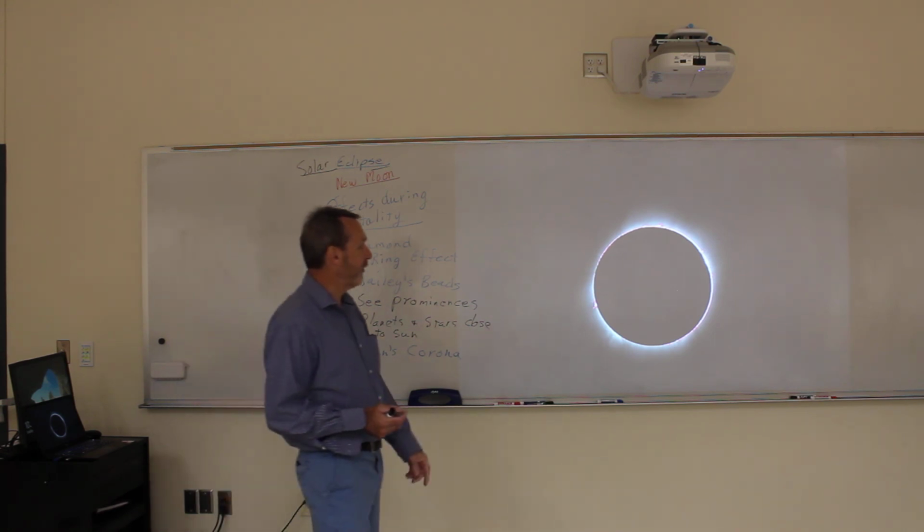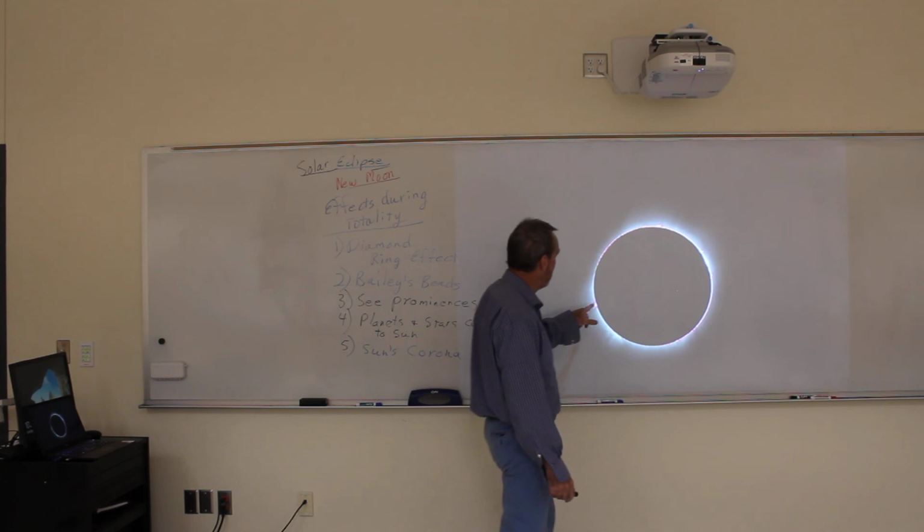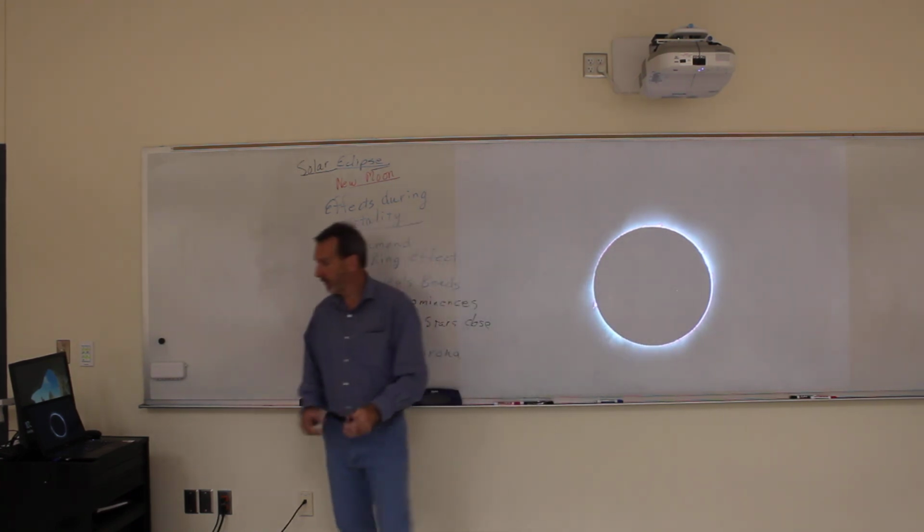This is a picture I took from the Nebraska eclipse. And this is what it looked like at that time. I wanted to show you because these were prominences that showed up around the edge here of the eclipse.